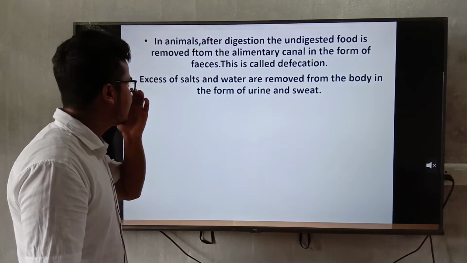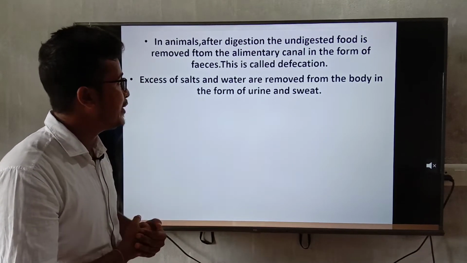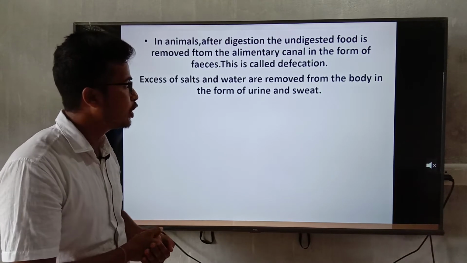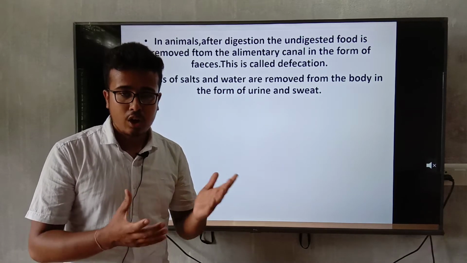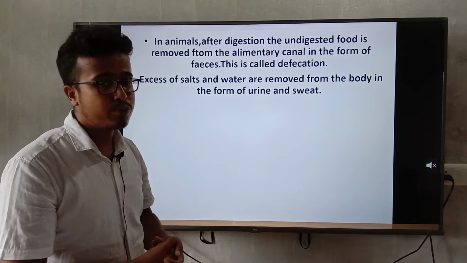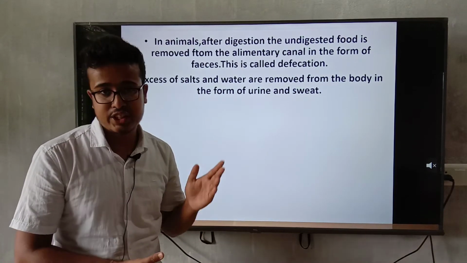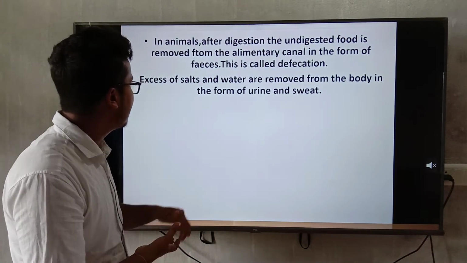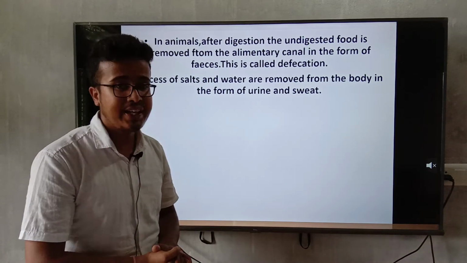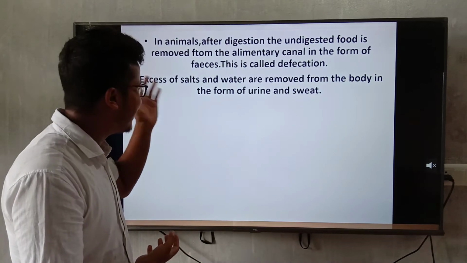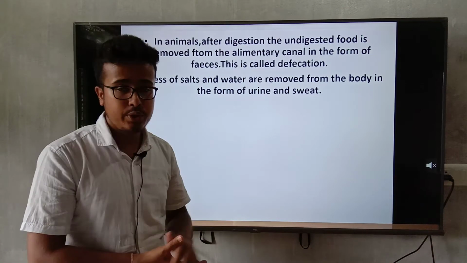In animals, after digestion the undigested food is removed from the alimentary canal in the form of feces. This is called defecation. Now excess salt and water are also removed from our body in the form of urine and sweat.